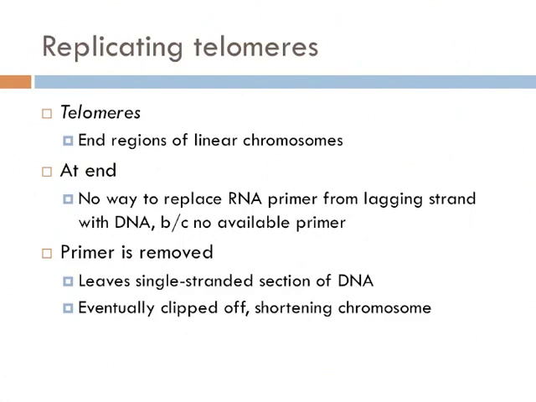Okay, we've seen how DNA is opened, unwound, and primed, and how it's replicated in both the leading strand and the lagging strand. Now we'll find out how this process comes to an end. The end of the linear chromosomes in eukaryotic organisms are known as the telomeres. And at the end there's sort of a problem. When the whole primer is removed, it leaves a single strand section of DNA. This is eventually clipped off, shortening the chromosome. Let's see what it looked like.